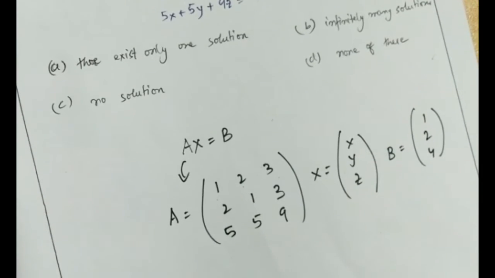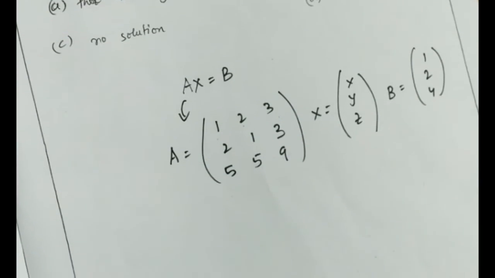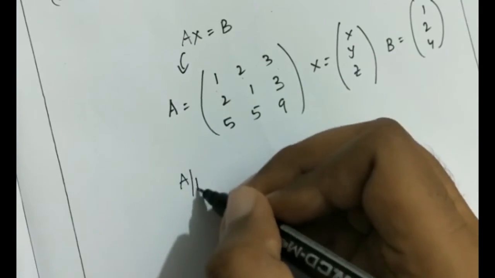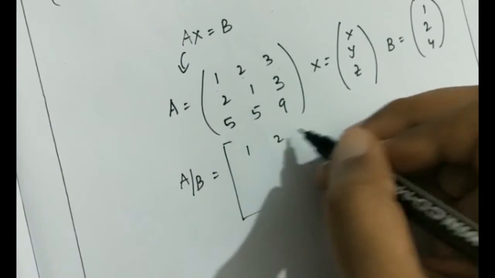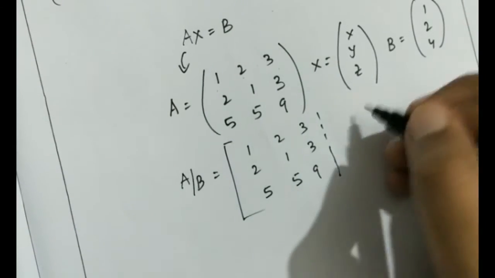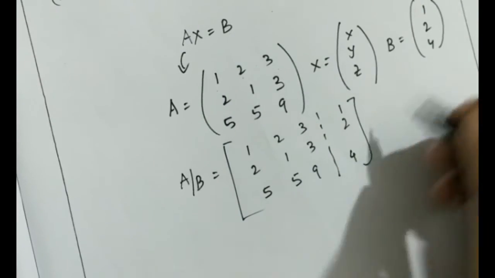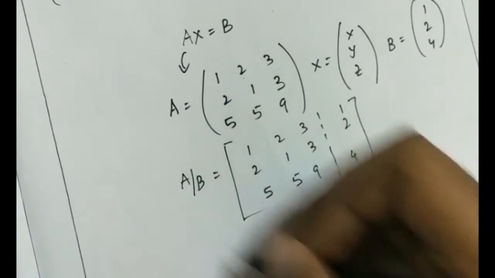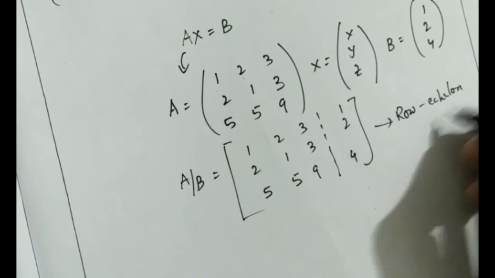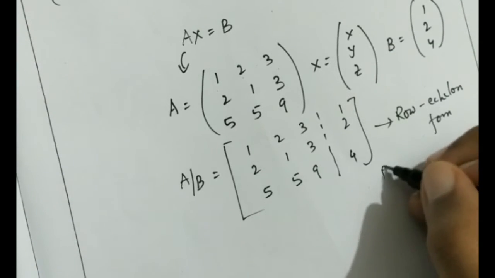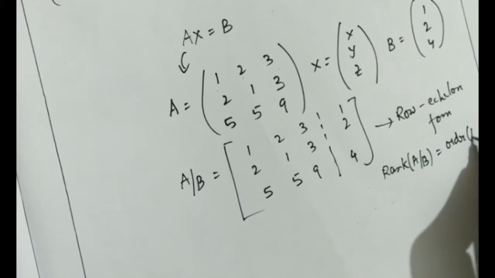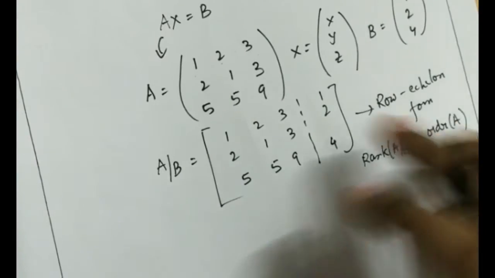So in order to determine the nature of the solution, the main thing that is important is we have to find out A by B. Now what is A by B? I will write the matrix as 1, 2, 3, 2, 1, 3, 5, 5, 9, followed by the right hand side matrix, that is 1, 2, 4. And we have to reduce this matrix to its row echelon form. In the row echelon form, if it is found that the rank of A by B is equal to the order of the matrix A, then we will say that it has a unique solution. And there are several other cases.